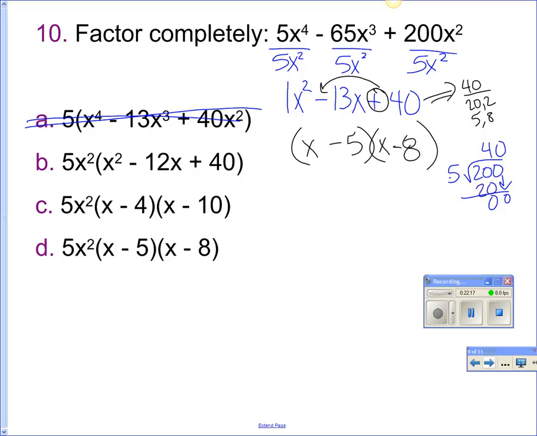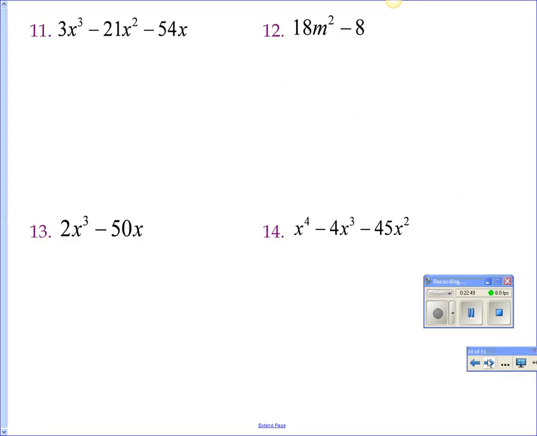So, Gracie, what answer choice is correct? D. Good. Okay. Why is B wrong? It has a 12 instead of a 13. Why is C wrong? Because 4 and 10, does that add to 13? What does 4 and 10 add to? 14. Okay. All right.